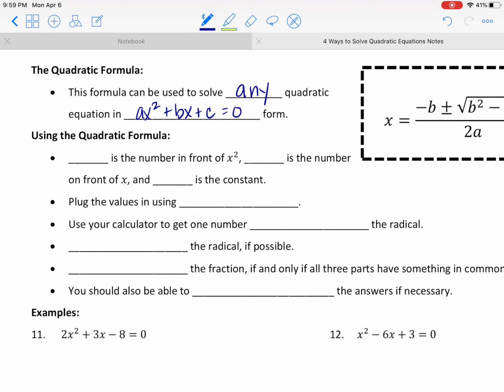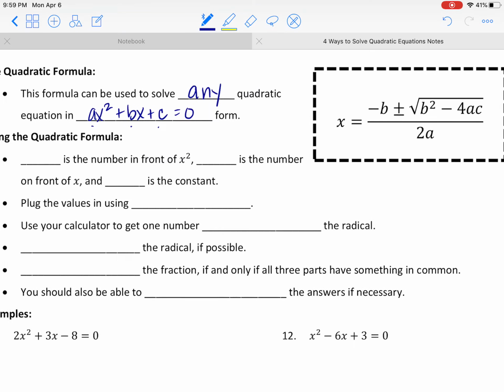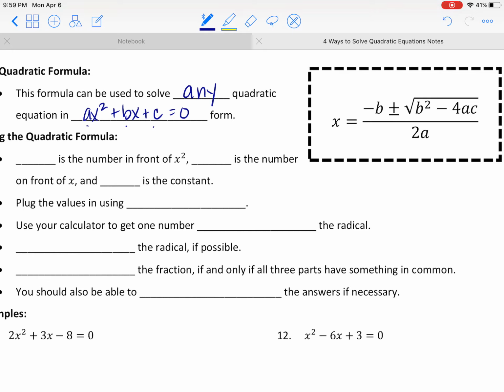You've probably seen this before. This quadratic formula can be used to solve any quadratic as long as it's in standard form. So if it's all in order and equal to 0, you can pick out your a, b, and c and plug into a, b, and c in this formula.